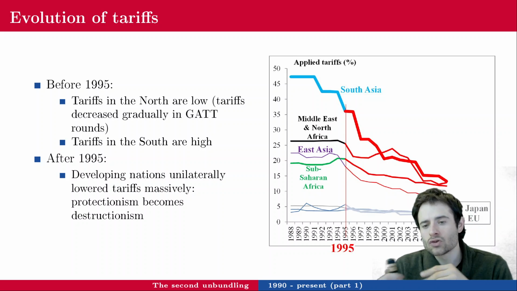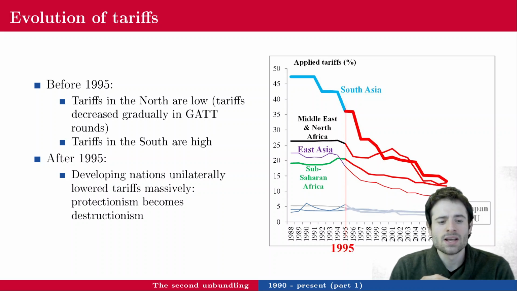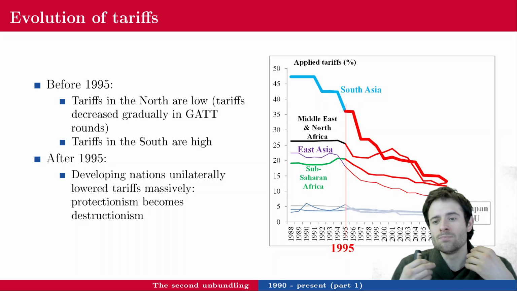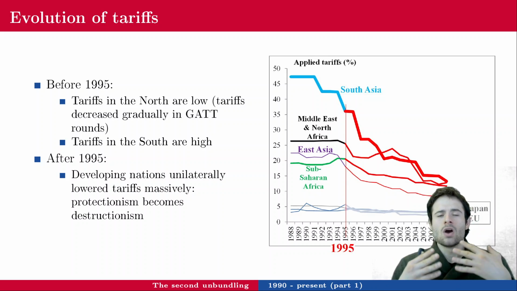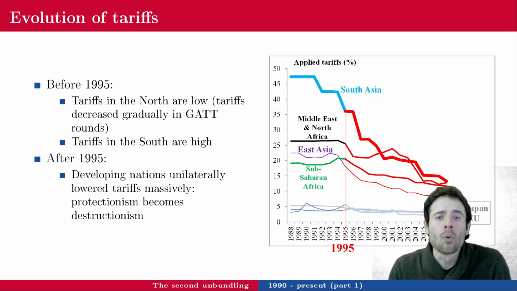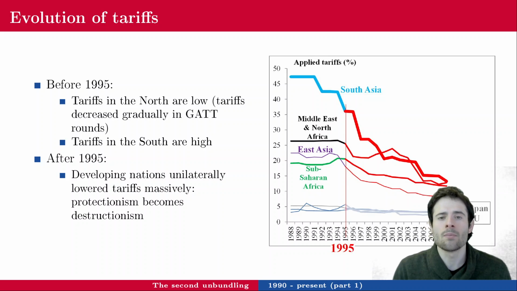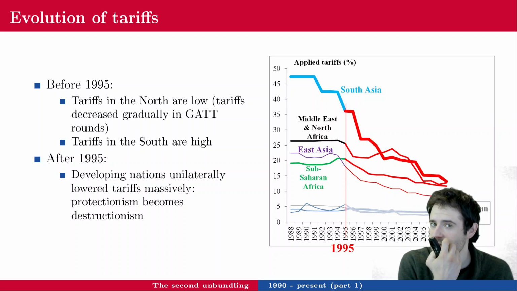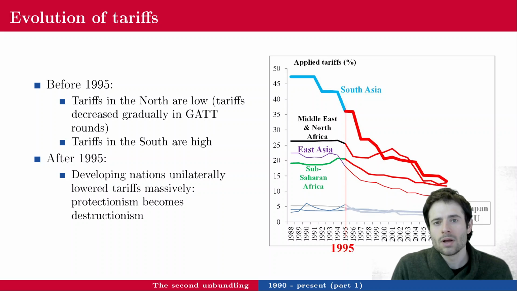So what used to be protectionism now becomes destructionism. What we mean by destructionism is a destruction of borders in the sense of trade borders. Okay? We do not want to protect ourselves from foreign countries. Rather, we welcome them because it's going to be good for our country's business.